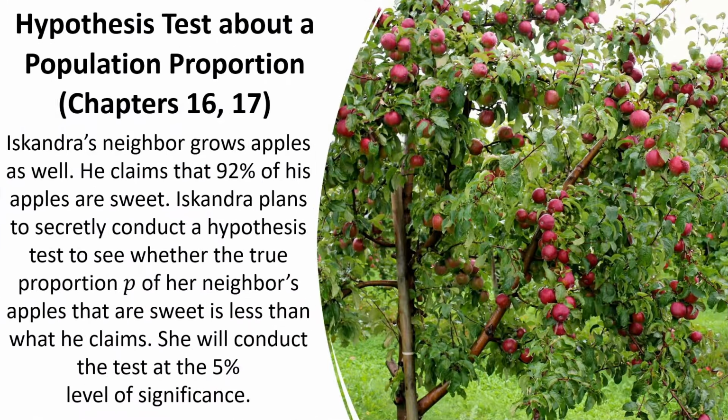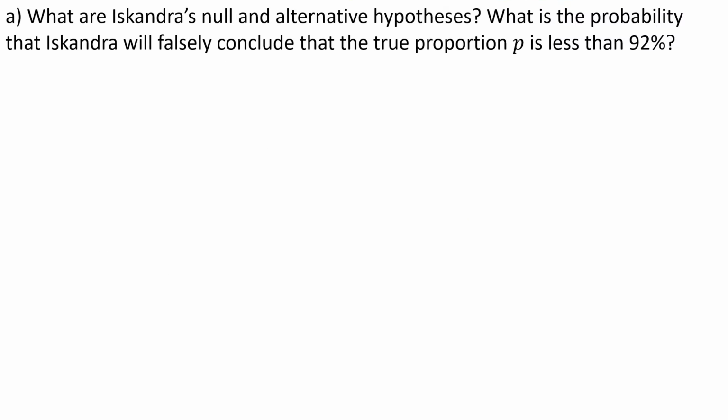So Iskandra's neighbor grows apples as well. He claims that 92% of his apples are sweet. Iskandra plans to secretly conduct a hypothesis test to see whether the true proportion of her neighbor's apples that are sweet is less than what he claims. She will conduct the test at the 5% level of significance. So what are Iskandra's null and alternative hypotheses? And what is the probability that Iskandra will falsely conclude that the true proportion is less than 92%?